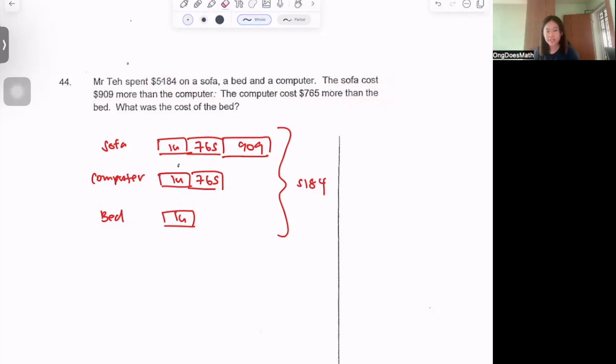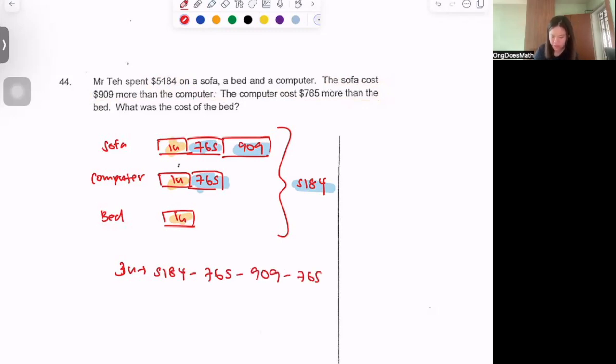Now we can see clearly that 3 units is just 5184 minus 765 minus 909 minus 765. And that should give you 2745. So let me erase things.